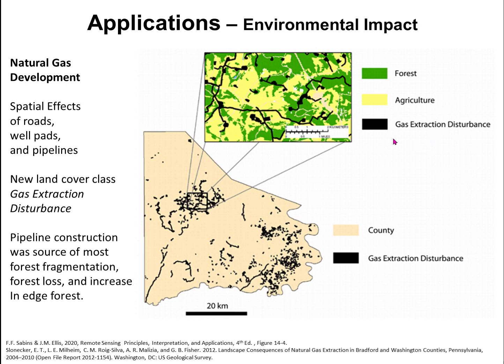And what they discovered, among many other statistics, is that pipeline construction was the source of most forest fragmentation, forest loss, and increase in edge forest. So for those people that are into pipelines, if you're trying to avoid damaging the forest, impacting the forest, you want to pay attention and do some really good GIS mapping to minimize that risk.